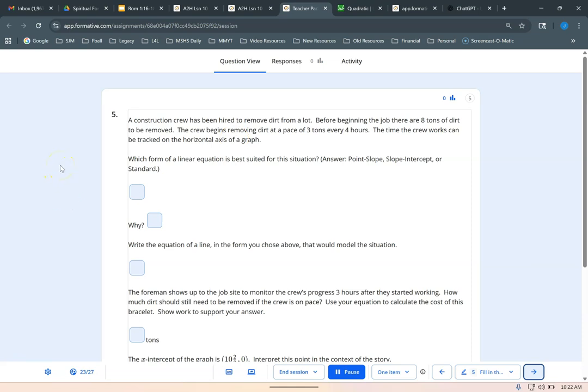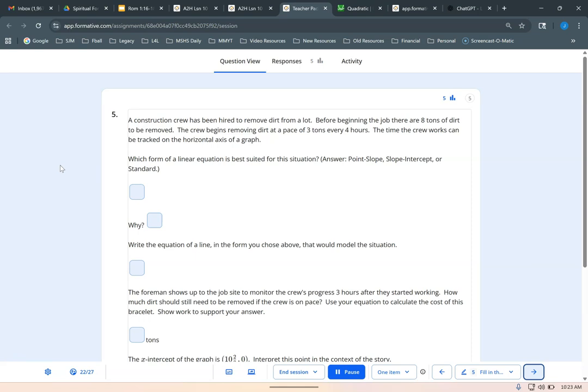Okay, here we go. Next one. A construction crew has been hired to remove dirt from a lot. Before beginning the job, there are 8 tons of dirt to be removed. The crew begins removing dirt at a pace of 3 tons every 4 hours. The time the crew works can be tracked on the horizontal axis of a graph. Which form should we use?